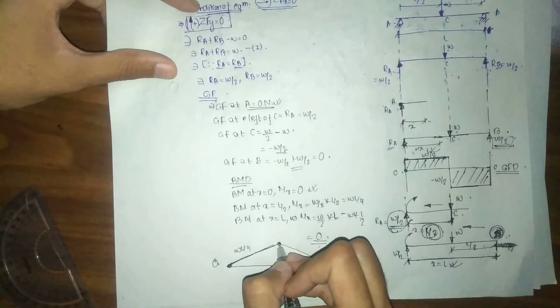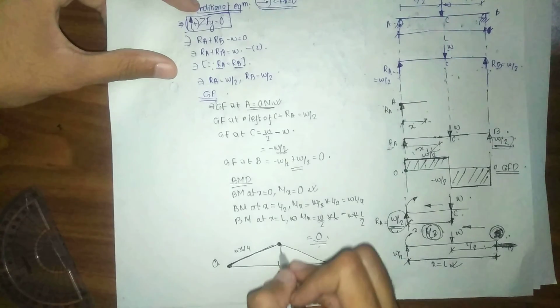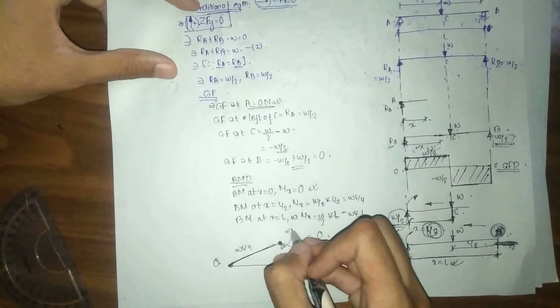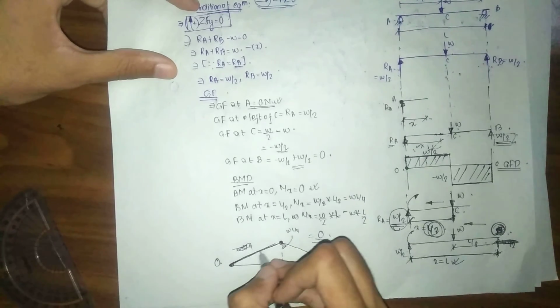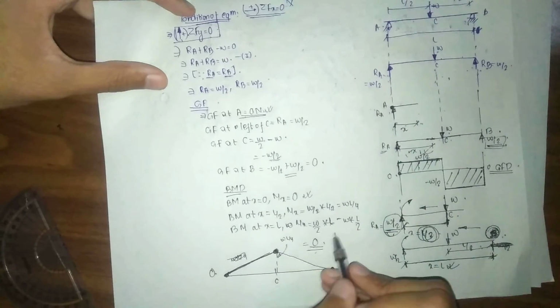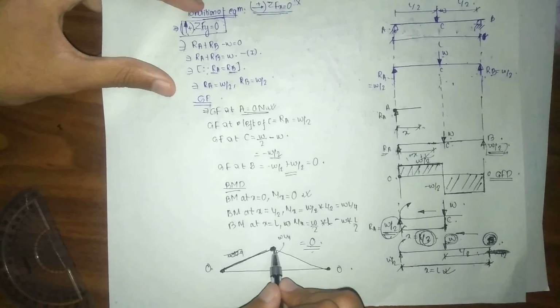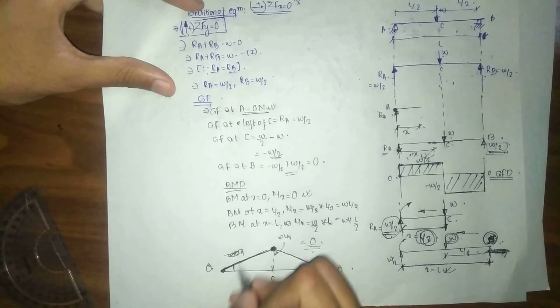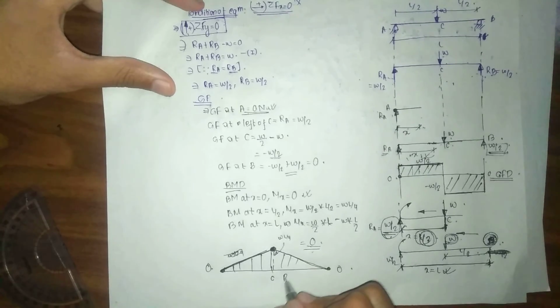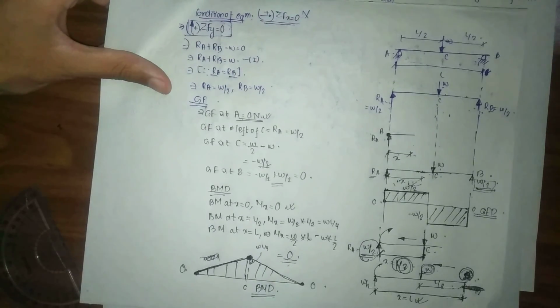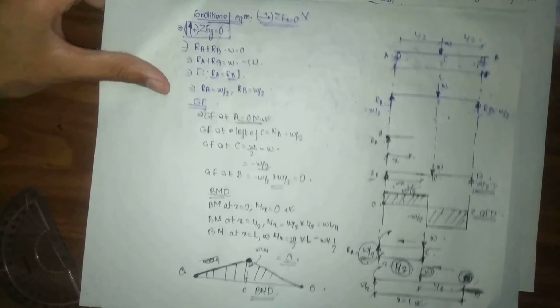This value is WL by 4. The bending moment increases linearly, and as soon as it goes here, due to the effect of this force, it decreases linearly to end up at 0. So this is your bending moment diagram. So this was your simple introductory video on how to calculate your shear force and bending moment diagram.